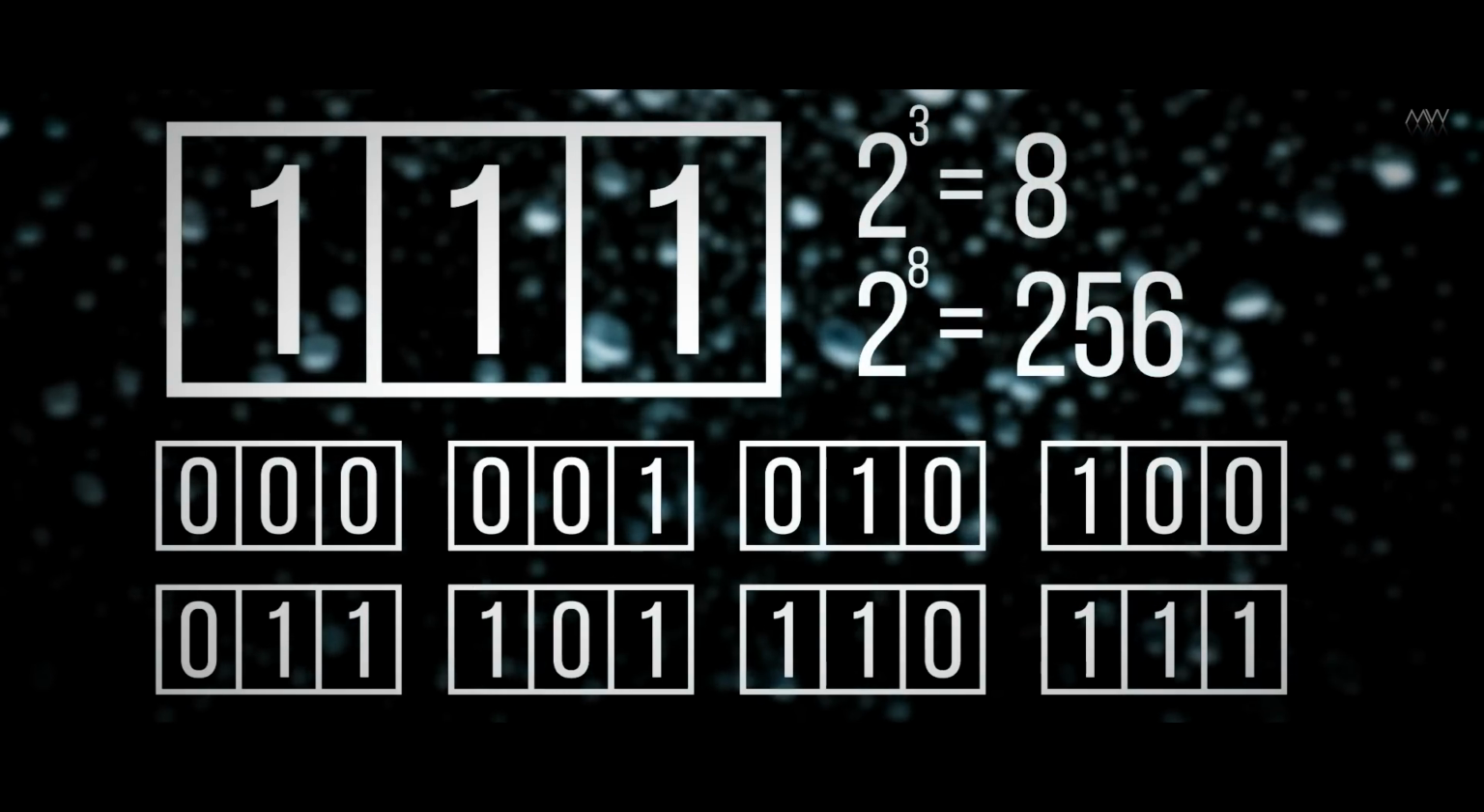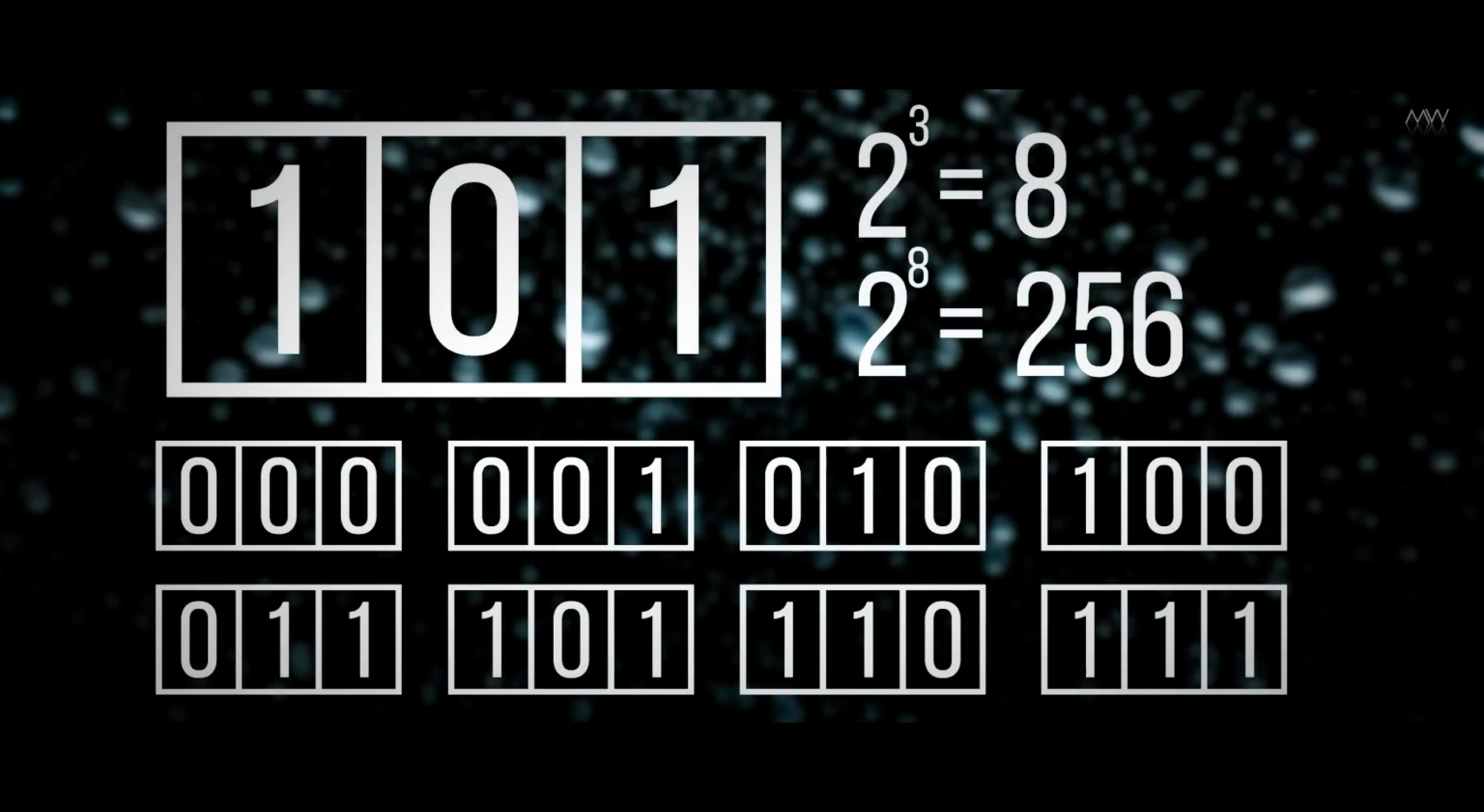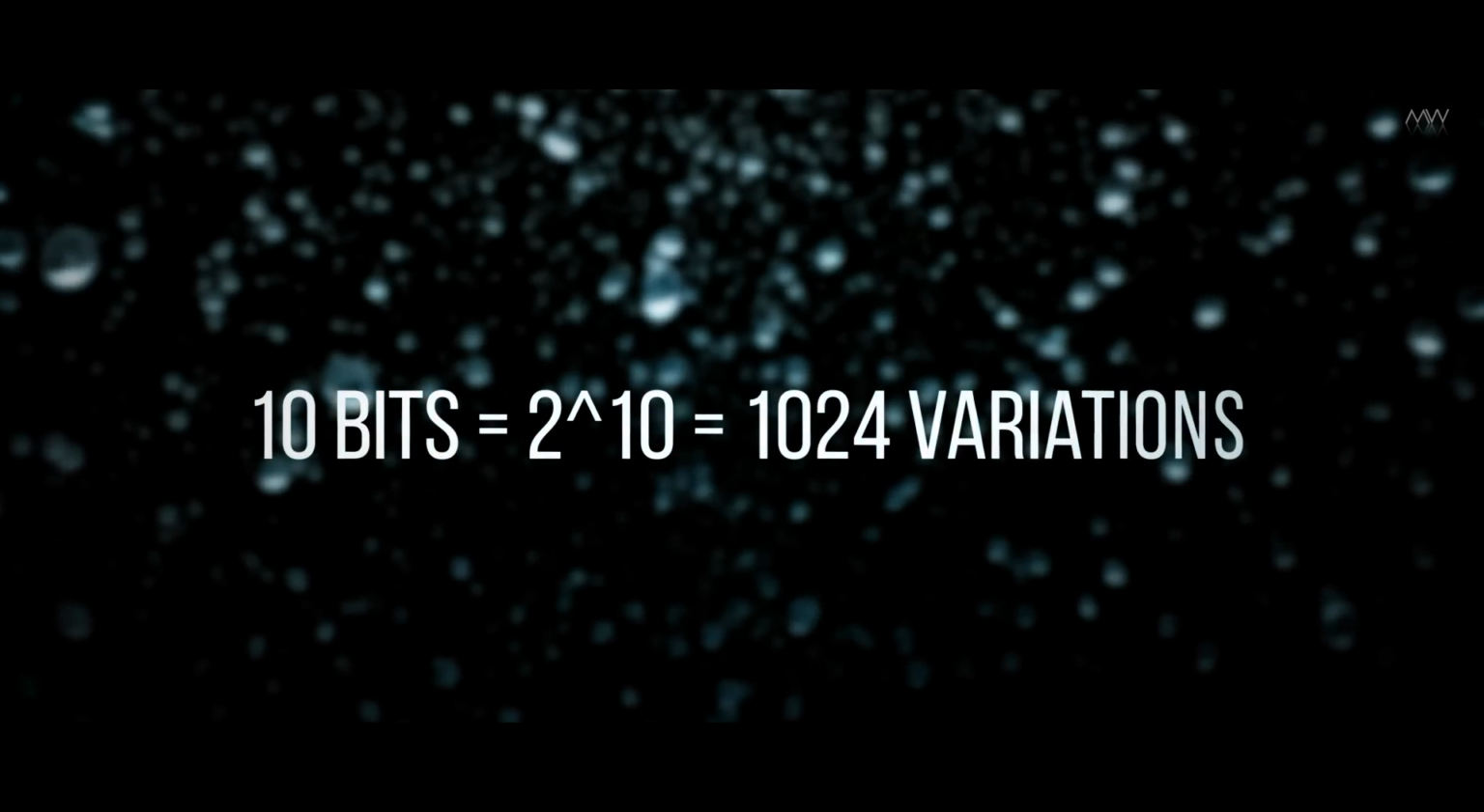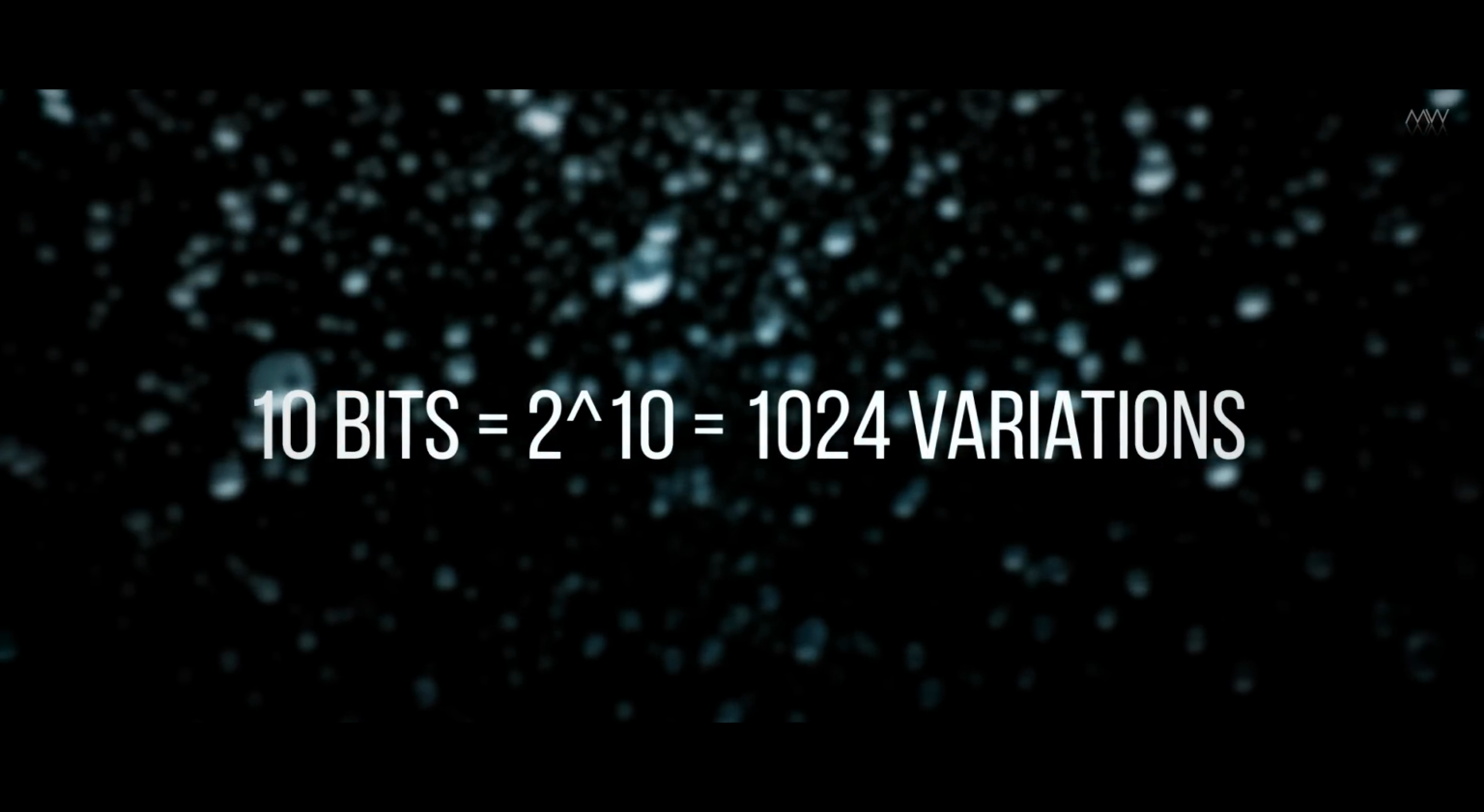Each bit represents one of 2 possibilities. 2 bits offer 4 alternatives. 3 bits provide 8, and so on. The number of alternatives doubles with each added bit. To calculate the number of alternatives, simply multiply 2 by itself, as many times as there are bits. For example, 10 bits represent 2 to the 10th power, or 1024 alternatives.